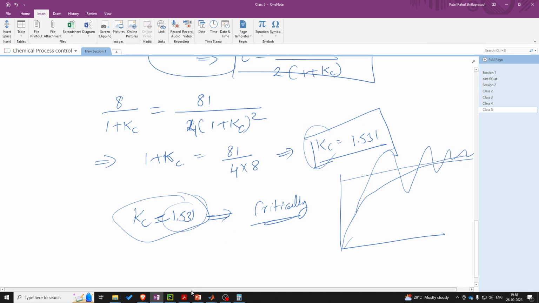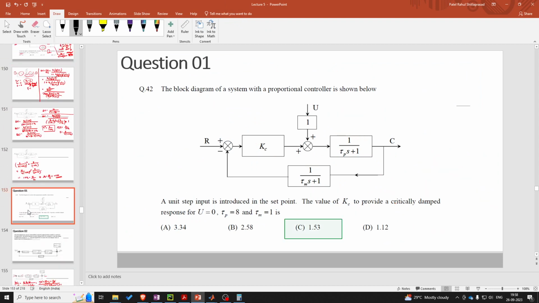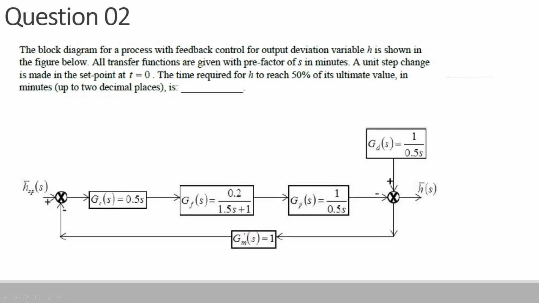So next we will solve another question. The final answer of this question was 1.531, so that was option C. Now the next question.